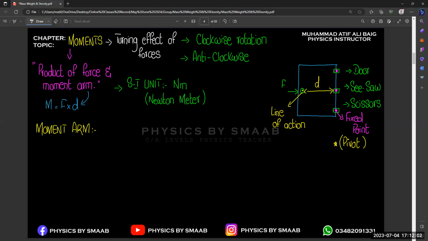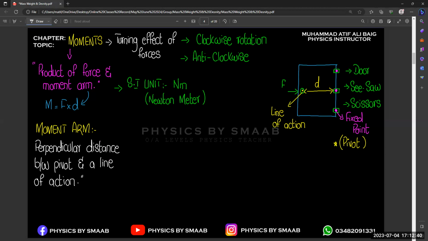I am going to talk about that one, because most of the time in many books or concepts, they write a perpendicular distance. So basically, the moment arm is a perpendicular distance. I will also explain that. It is a perpendicular distance between the pivot and the line of action. So basically, there is a concept of perpendicular distance. We may also write just a distance, but there is a concept of perpendicular distance.